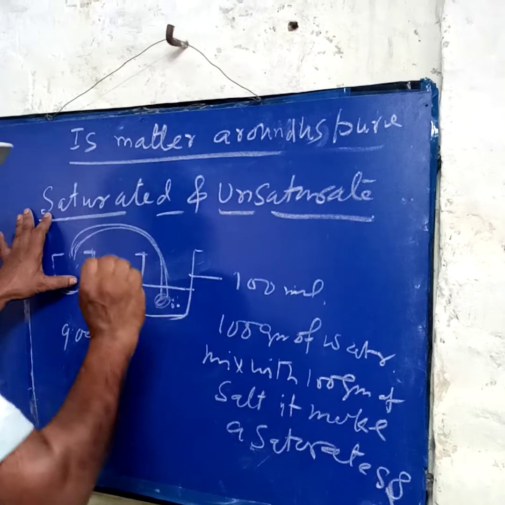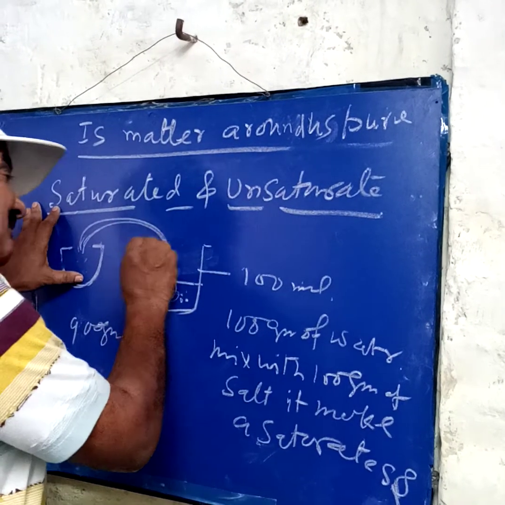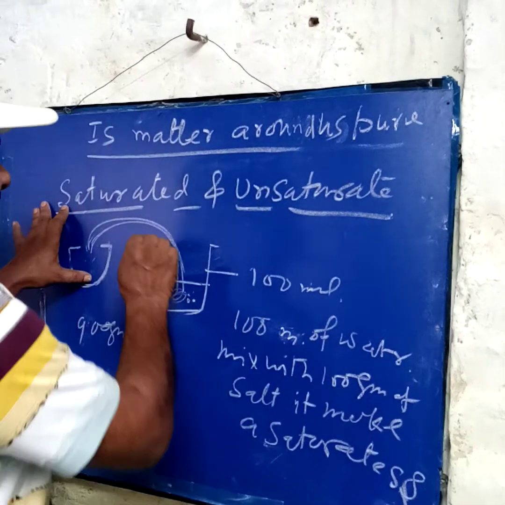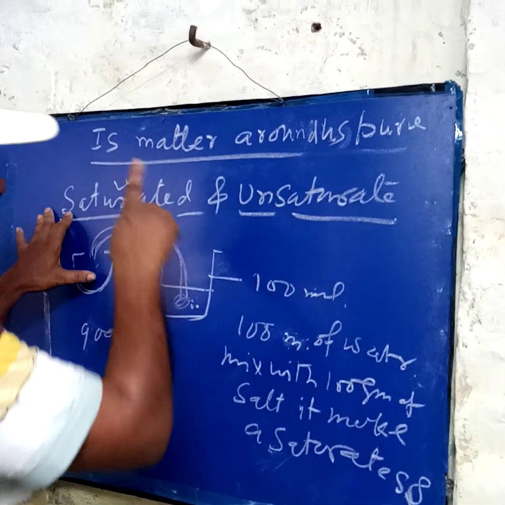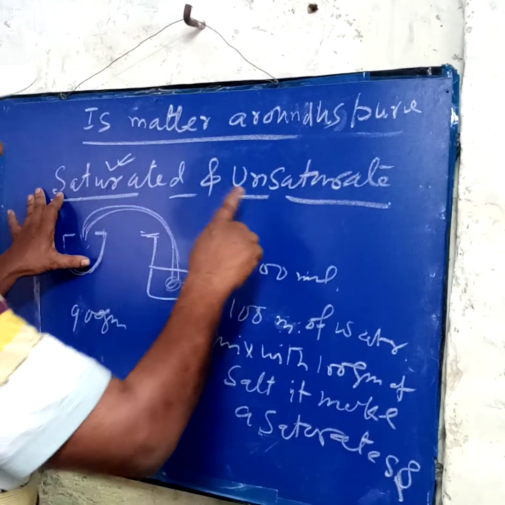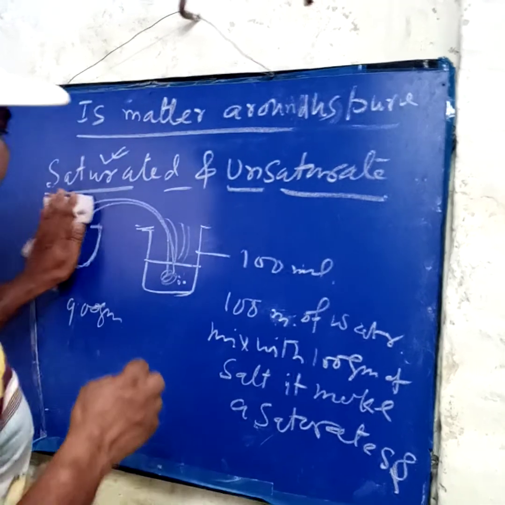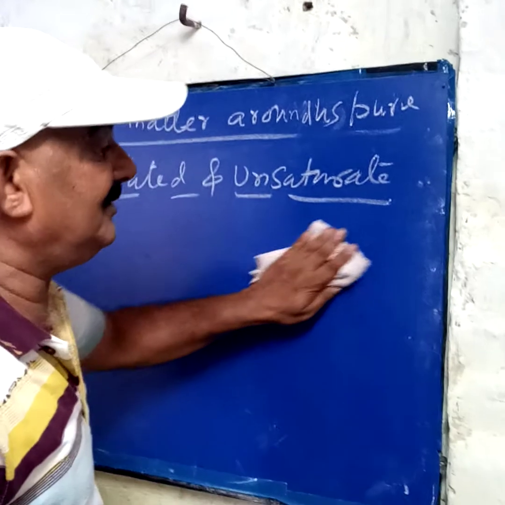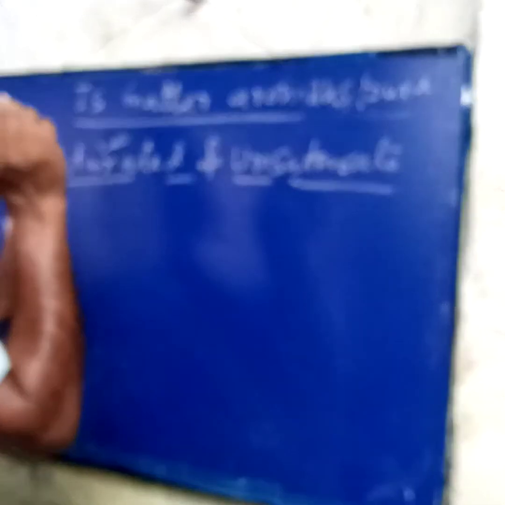Means here solvent and solute mass is given. Means in the 100 ml of water, how much solute is present there? Then we can know it is saturated. No more solute can be dissolved in the given mass of the solvent. That is known as the saturated solution. Unsaturated, if we can dissolve more and more, then we can say unsaturated. Now understand what is saturated: no more solute can be dissolved in the given mass of the solvent. That is known as the saturated solution.